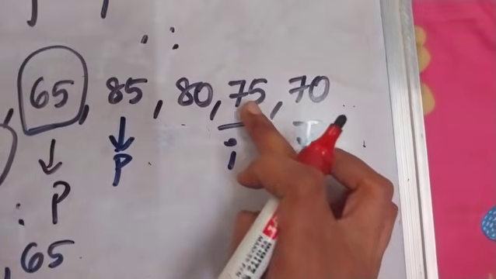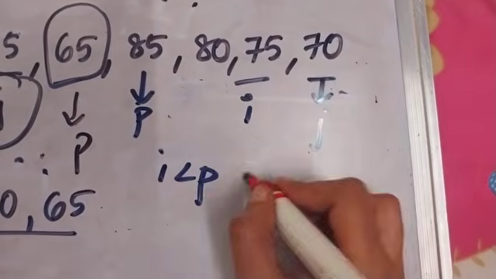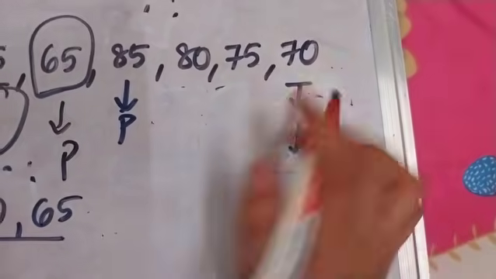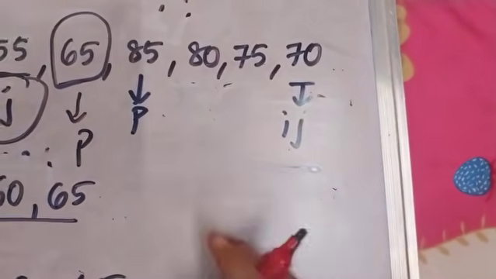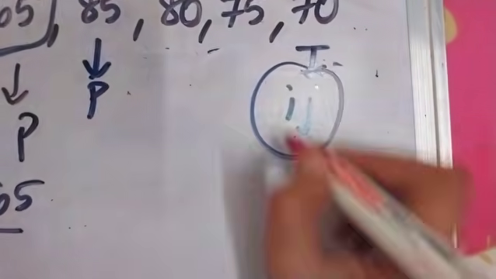Now let's check this I. 75. Is I less than P? 75 less than 85? Yes. So I plus plus we do. So let us increment this I. It came over here. I and J. Now is J greater than P? No, leave it as it is. I got I and J like this.